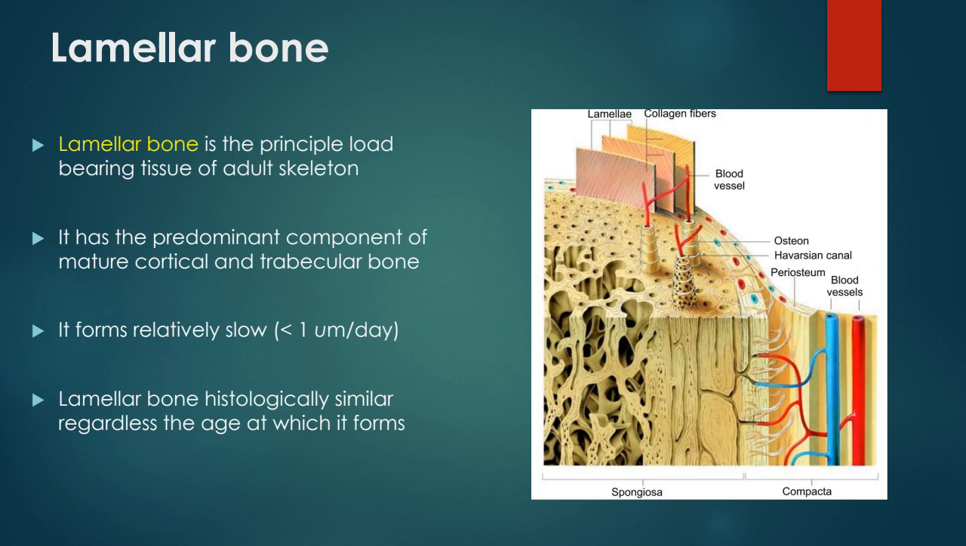Lamellar bone is mostly the principal load bearing tissue of the adult skeleton. Do you see here the Haversian canals, all of them, when they start to be arranged in lamellar bone. These sheets of bone provide strength. Okay, it forms very slowly compared to the woven bone. It's mostly perpendicular. It's the predominant component of mature cortical and trabecular bone. Lamellar bone is histologically similar regardless of the age at which it forms.